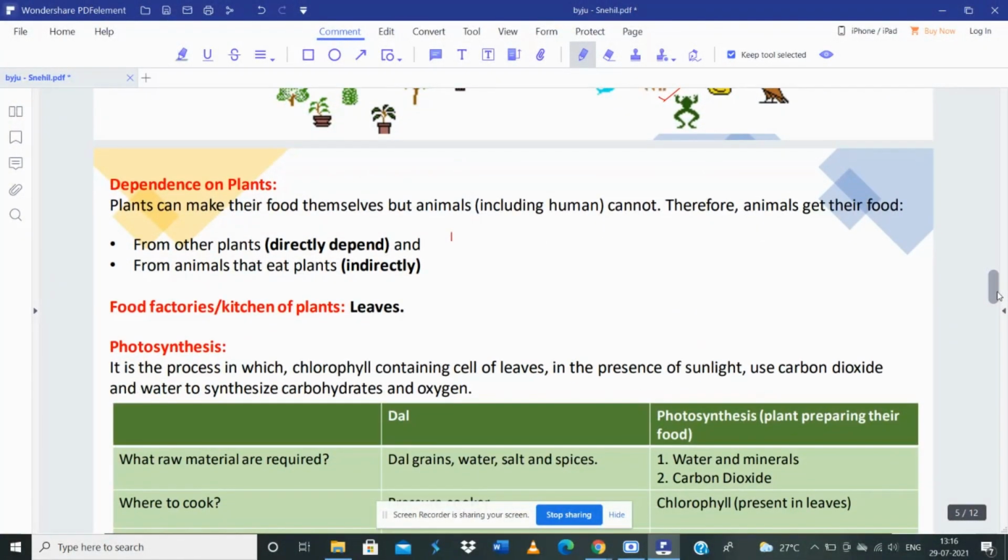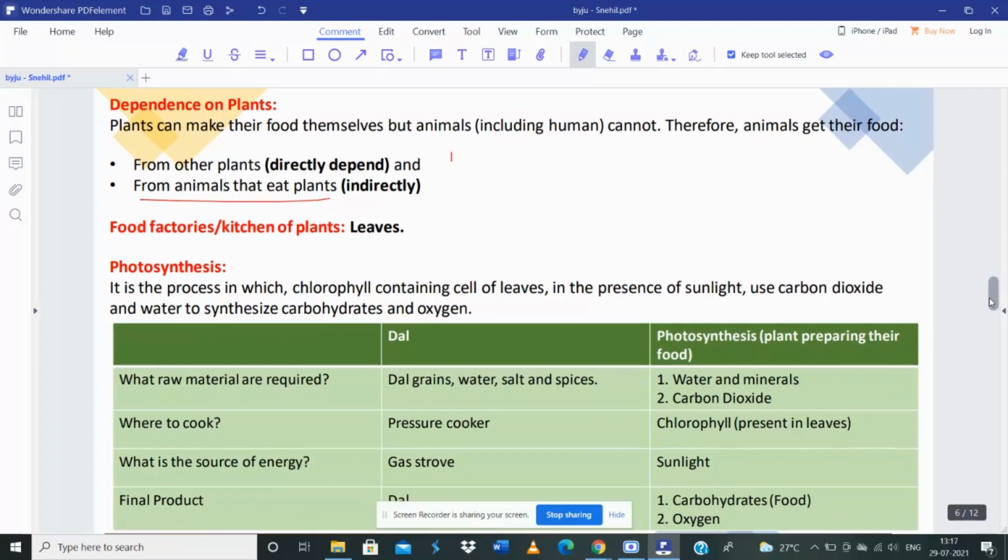Exactly. We humans as well as animals depend on plants. But we directly depend on plants because some animals get their food directly from plants. They directly eat all the plant products. But in some cases, animals get their food from the animals that eat plants. For example, we eat goat and goat eats plants. So indirectly we depend on plants because we are eating animals that eat plants. So we can say that whether directly or indirectly, ultimately we depend on plants for our food.